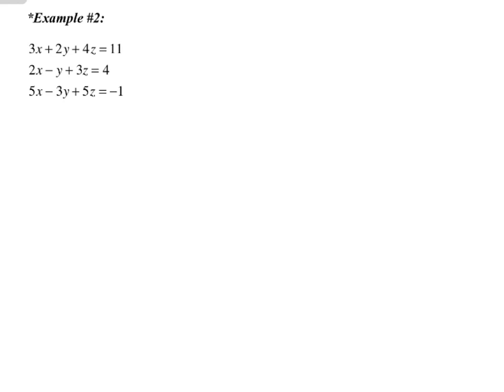Here's another example. 3x plus 2y plus 4z equals 11, 2x minus y plus 3z equals 4, 5x minus 3y plus 5z equals negative 1. So I'm going to start by labeling them so I know which equation I'm using when. So equations A, B, and C, and I immediately notice, oh, we've got a negative 1y, so that would be easily scaled up to a 2 or a 3. So I'm going to work on eliminating y first.